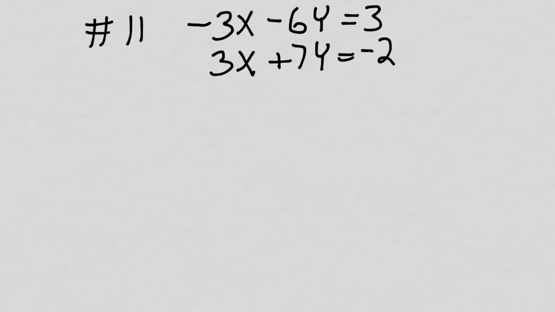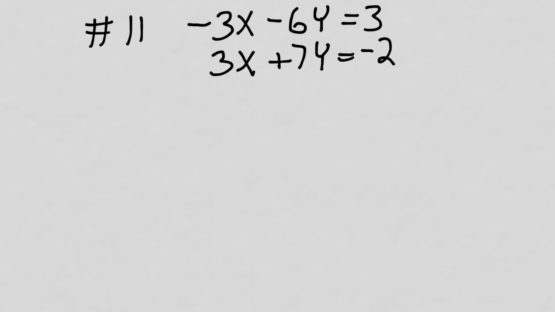It's already set up for elimination. You've got these two equations, and because we're working with a system of equations, we can basically just add them together. You can add the x's together, the y's together, and the numbers, which in this case are on the right side of the equal sign, together. Watch what happens on this one when that happens.